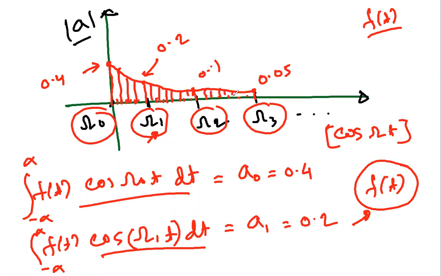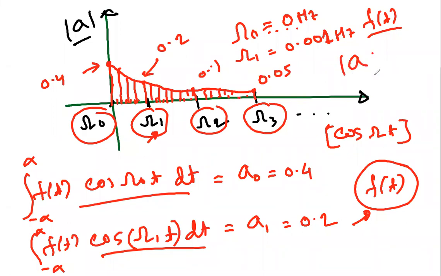So you need to start with omega 0 and end up with an infinite number. What is the value of omega 0? That is 0 hertz, DC value. What is omega 1? It can be 0.01 hertz. So that means you need to try each and every frequency value to find out the real part, A component.